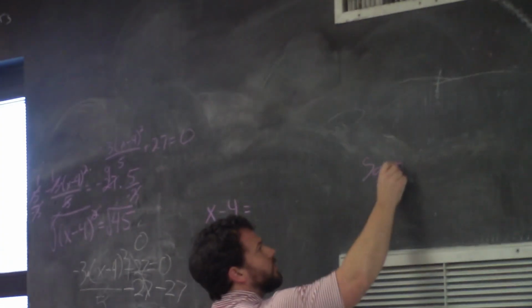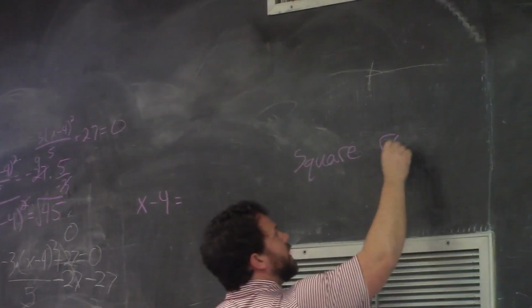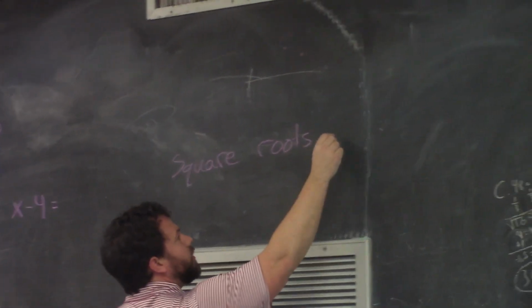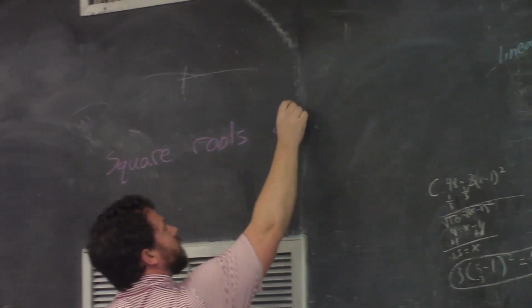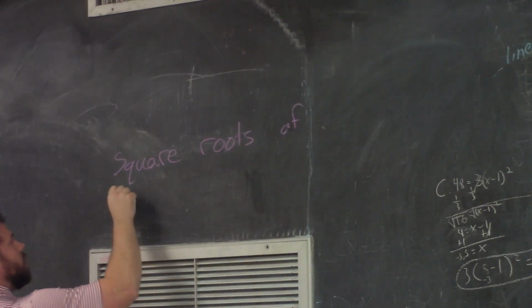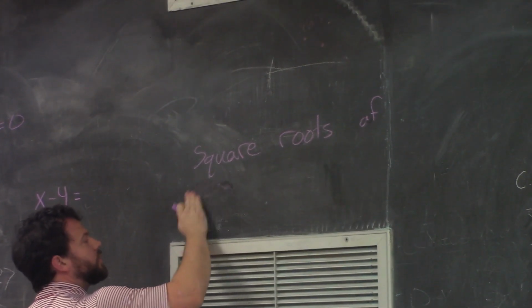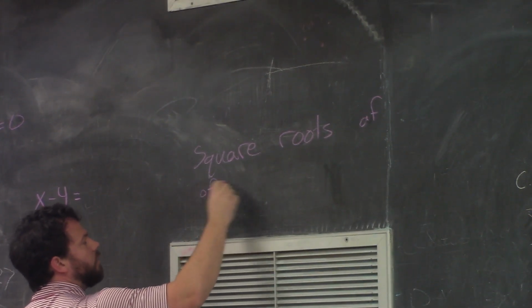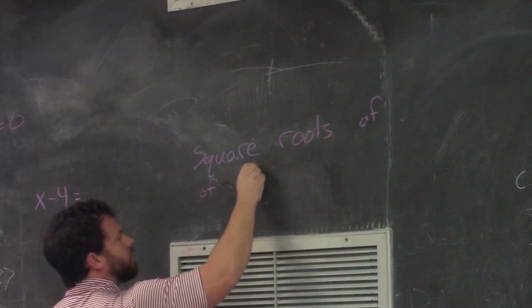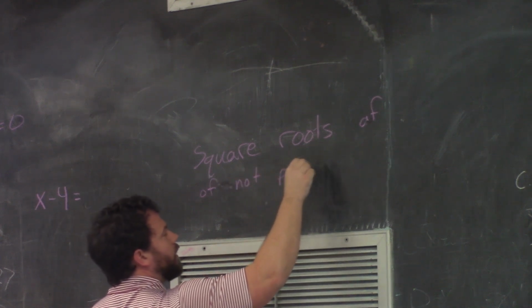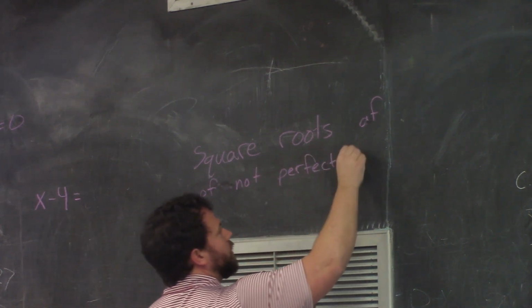Square roots, and so I want you to write this down in a minute, so I'm writing it here: square roots of not perfect squares, I should say it that way. You can also call it imperfect, but not perfect squares.